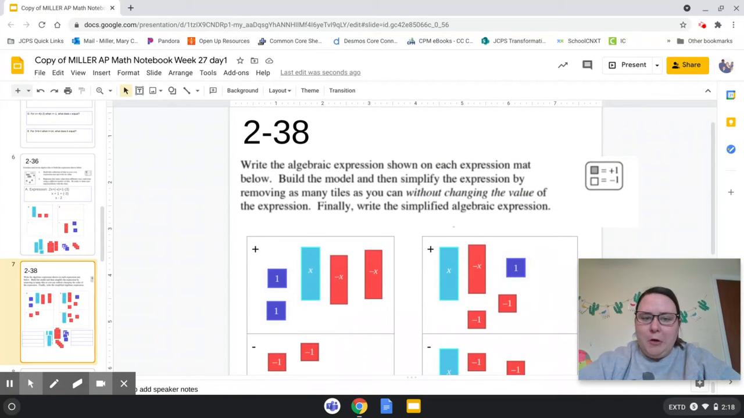Okay, problem 238. Build the algebraic expression shown on each expression map below. Build the model and then simplify the expression by removing as many tiles as you can without changing the value of the expression, aka you have to follow the legal moves. Okay, so remember, legal moves. We have zero pairs, or combining like terms if you're talking algebraically. Then we also have to remove balanced sets, which means that we can take away the same thing on both sides. However, we're not comparing these sides yet. Right now, we're just simplifying on the one side.